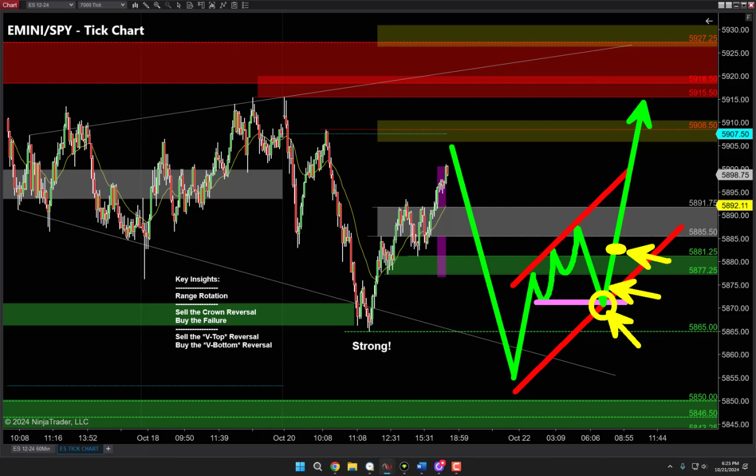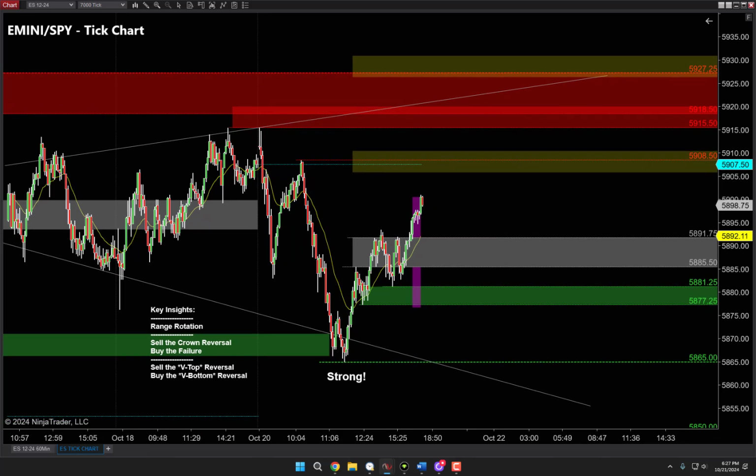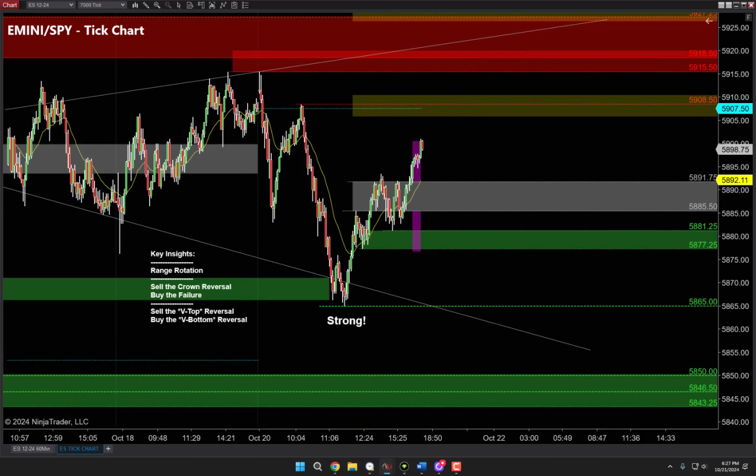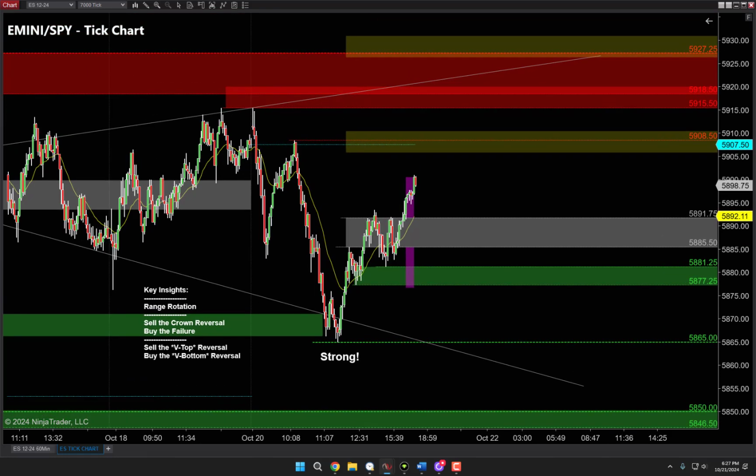So that V bottom reversal. So V top reversal, V bottom reversal, bull traps off the high, bear traps off the low. Keep trading that rotation. Now, here's a question though. What if we get a big breakout, right? What if we get a big breakout going higher? And what if they really drive this thing back down into that 58.50 area tomorrow? I have a couple more trades I want to talk about right now.